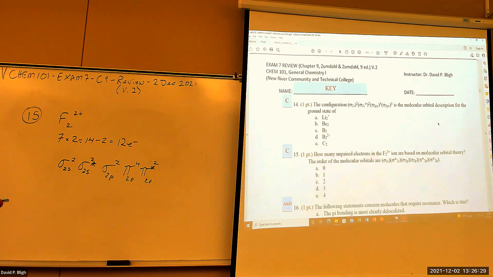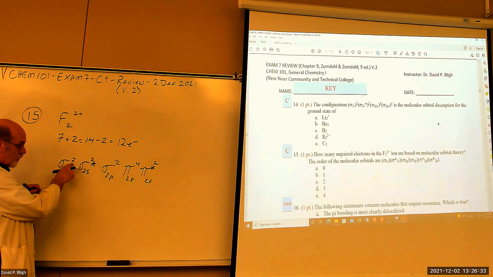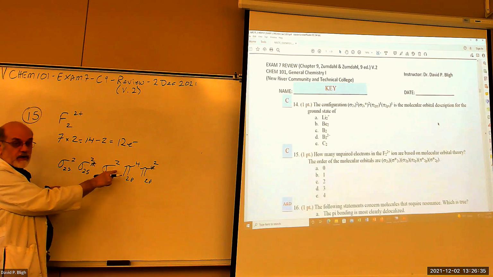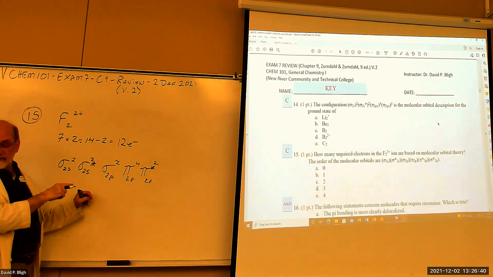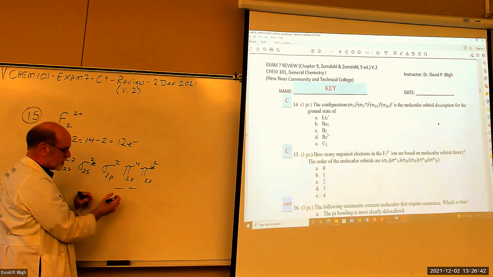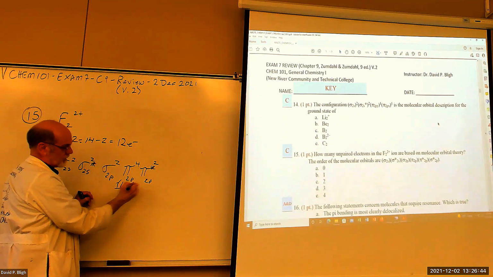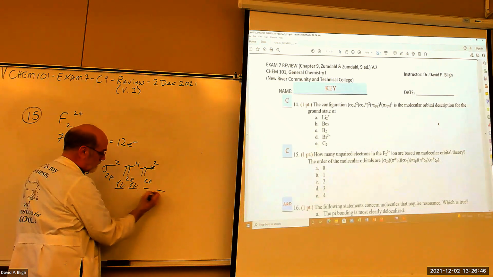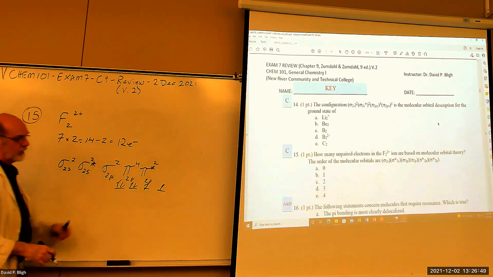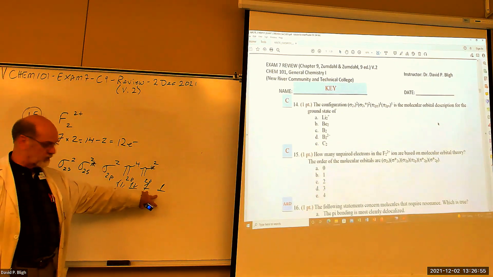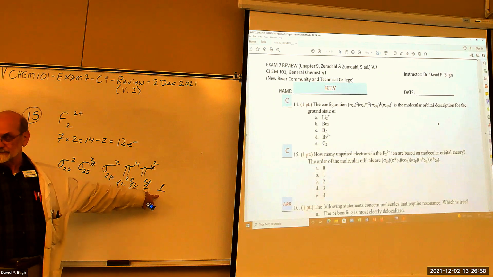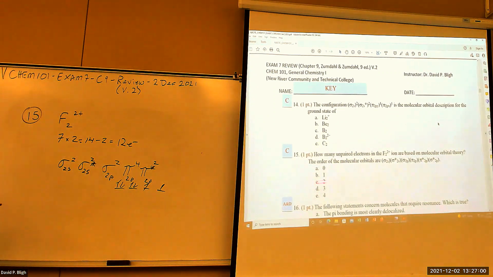How many unpaired electrons? Those are paired, because you can only have 2 each. You can have 4 in this one, they're all paired. You have 2 degenerate orbitals like this, like this, like this, like this. This one has 1 here and 1 here. So how many unpaired electrons? 2 unpaired electrons. That's why the answer is C.